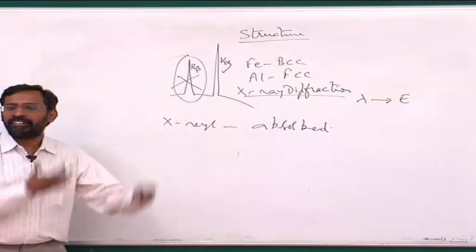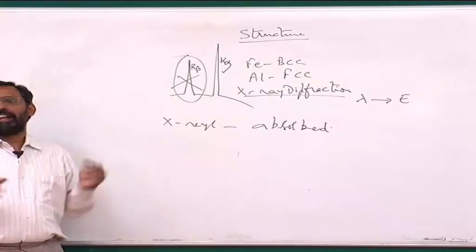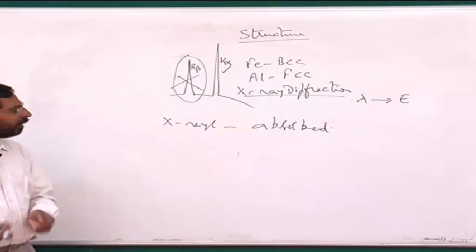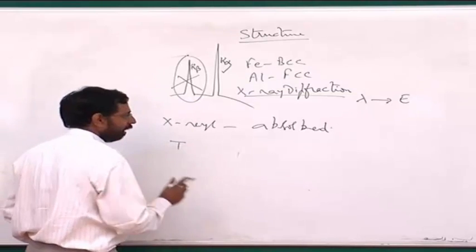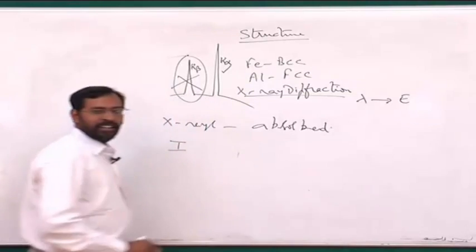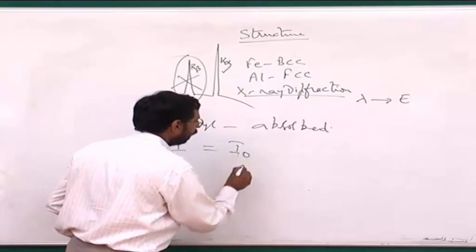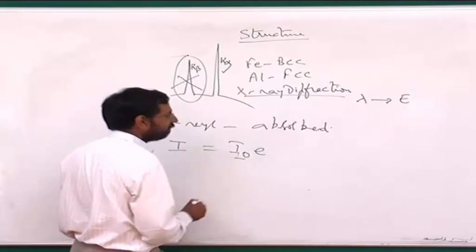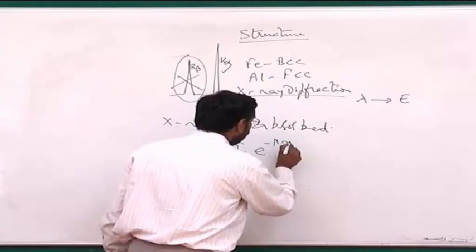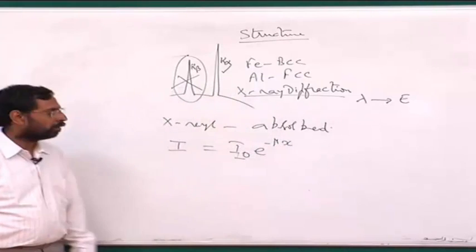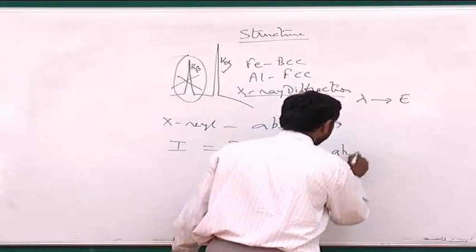Because X-rays interact with the atoms inside the material and get scattered away, they are absorbed. As a result, the intensity of the X-rays falling on a sample is always related to the incident intensity times e to the power minus mu x, where mu is called the absorption coefficient.